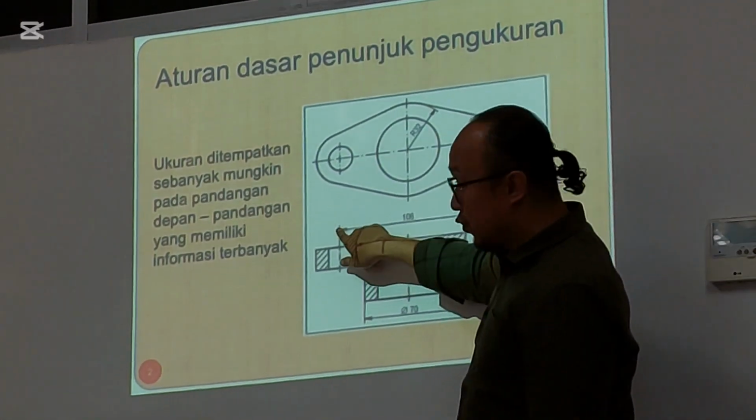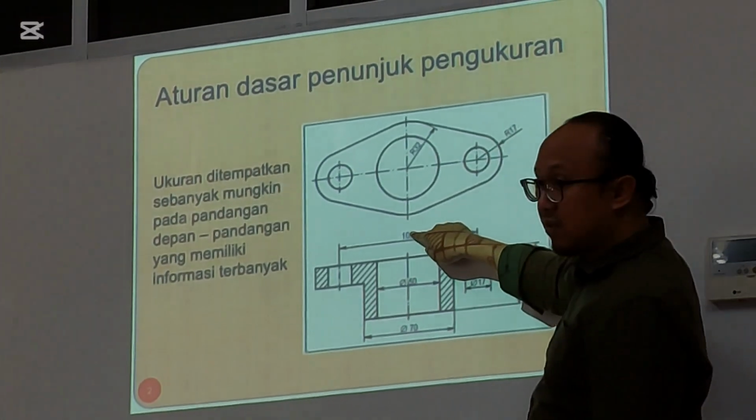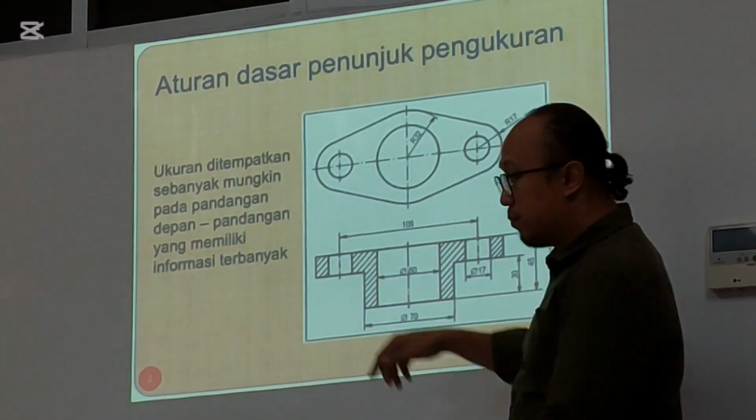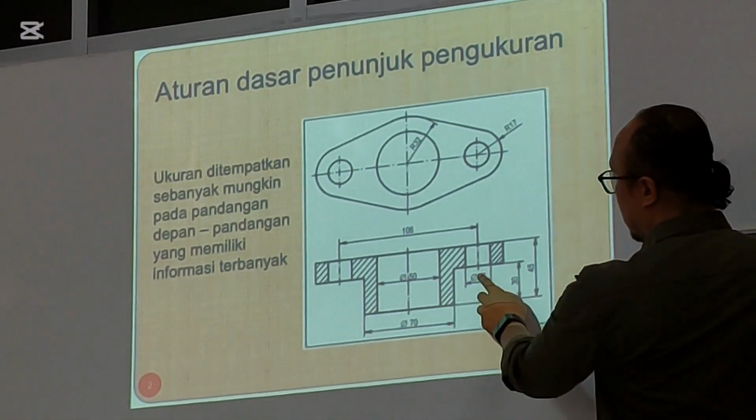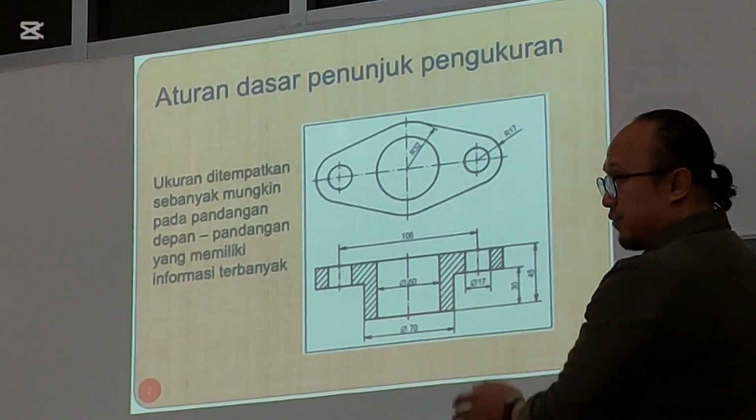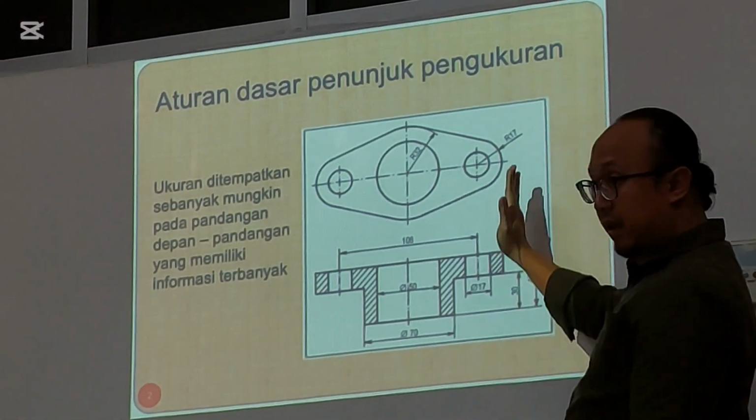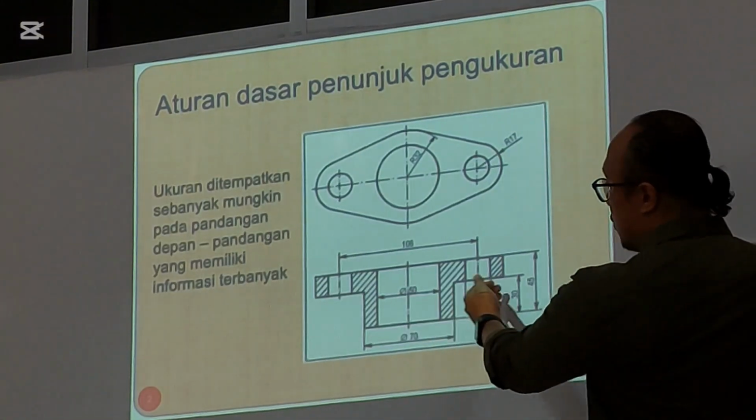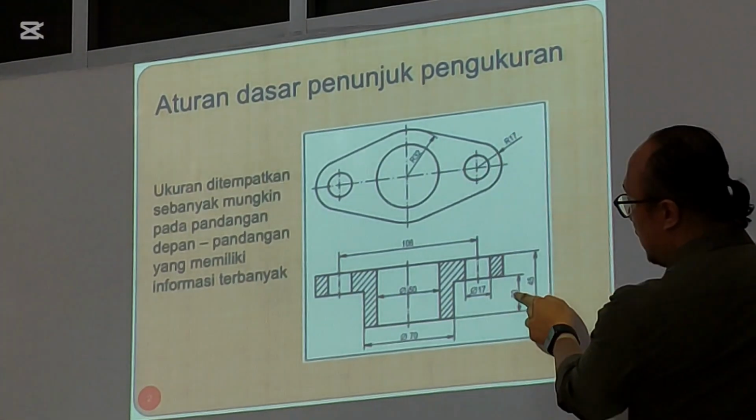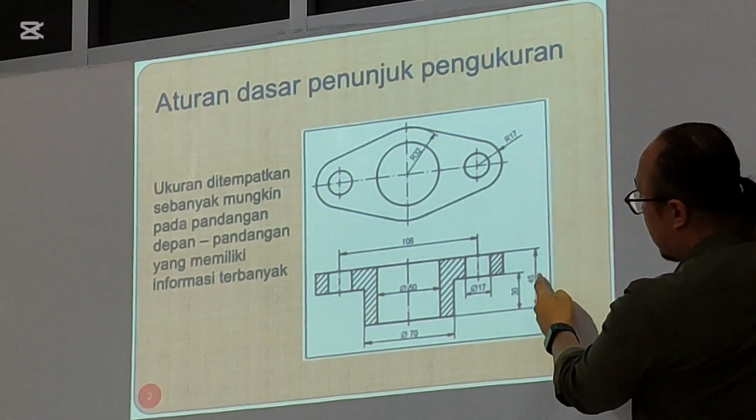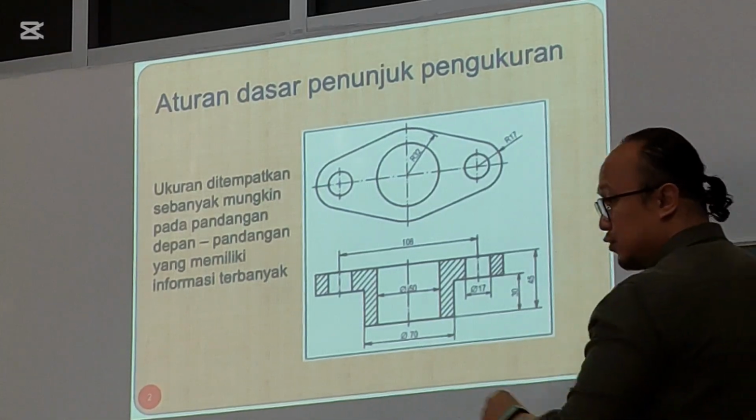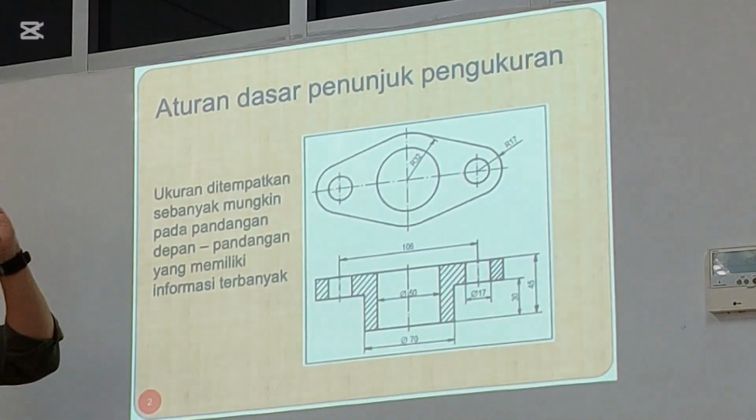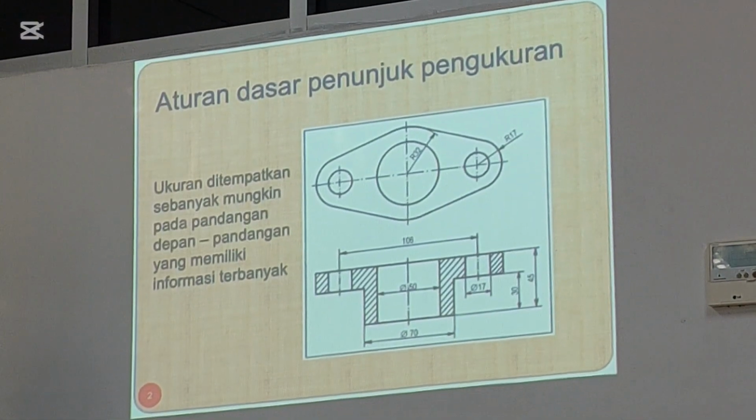And also if you choose for the dimension at the upside of the line, please do the same for the others, only at the upside. And for the vertical line, if you choose the left side, so for the others, it will also be only at the left side of the line. So you must be consistent if you give some dimension.